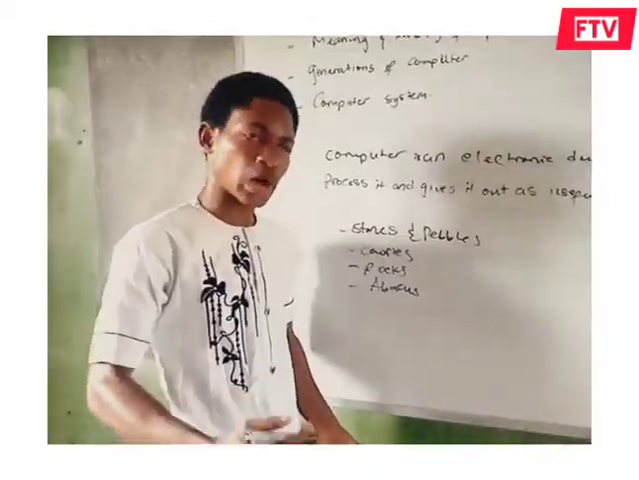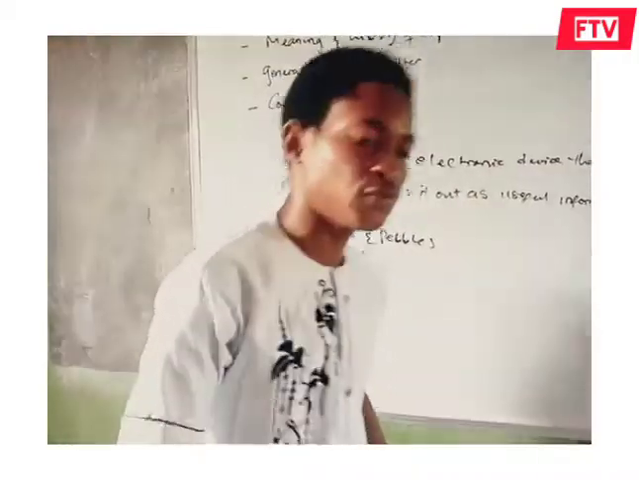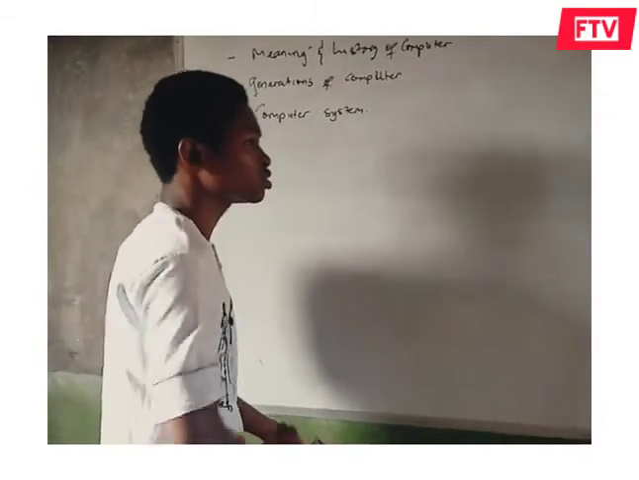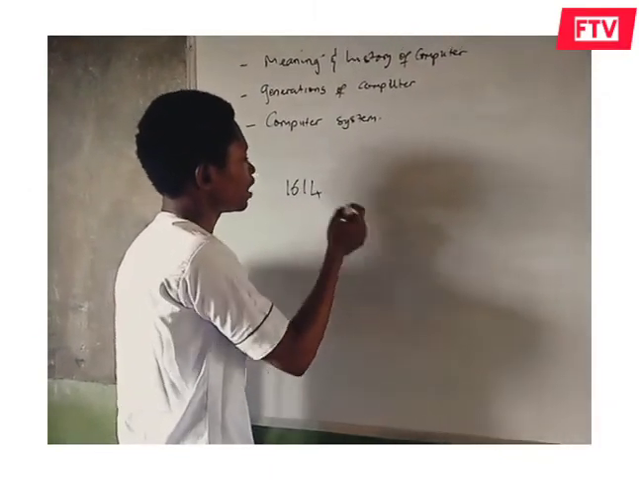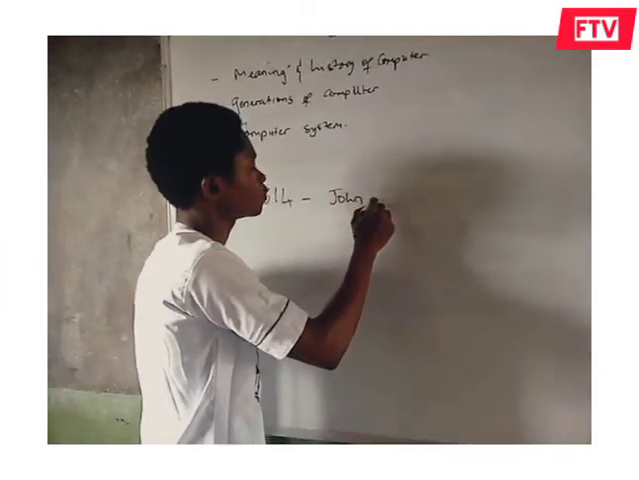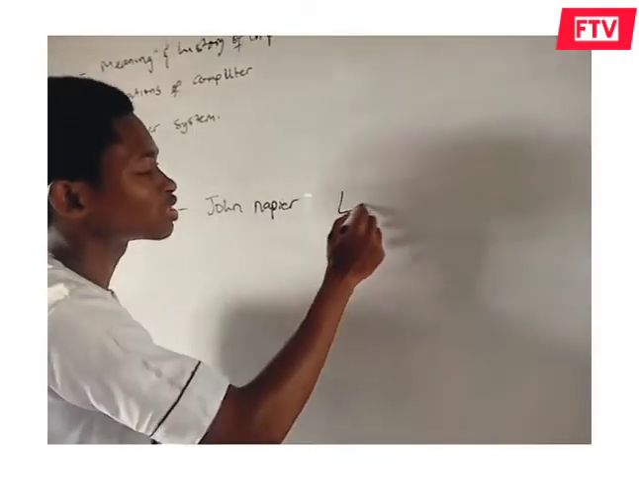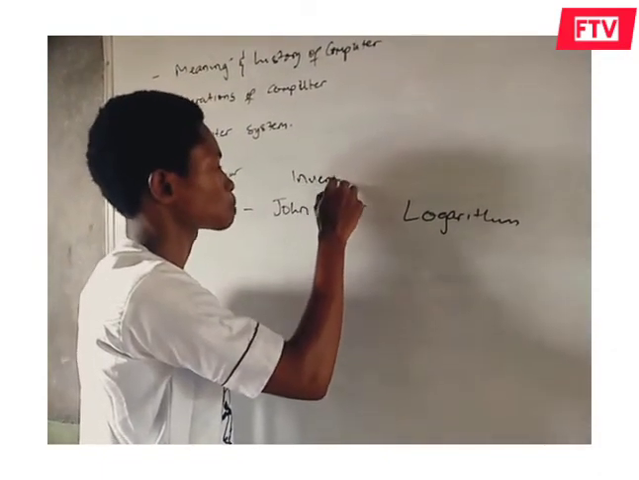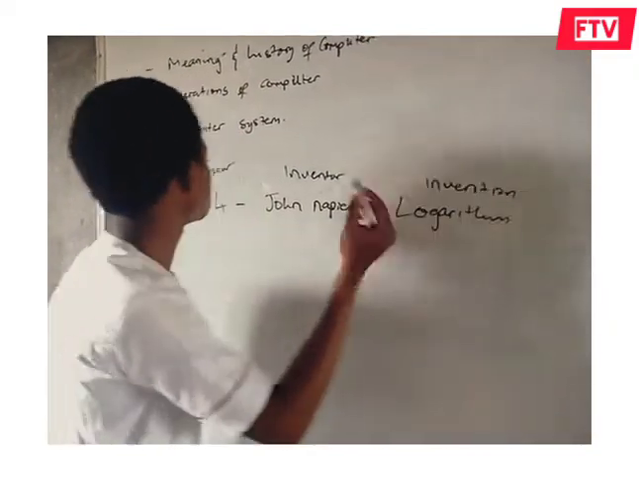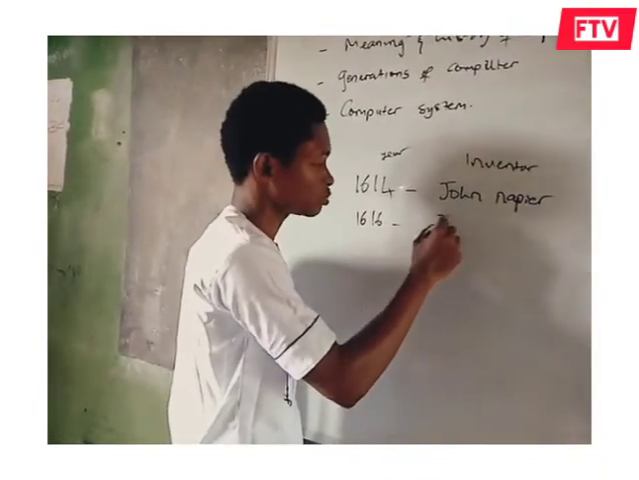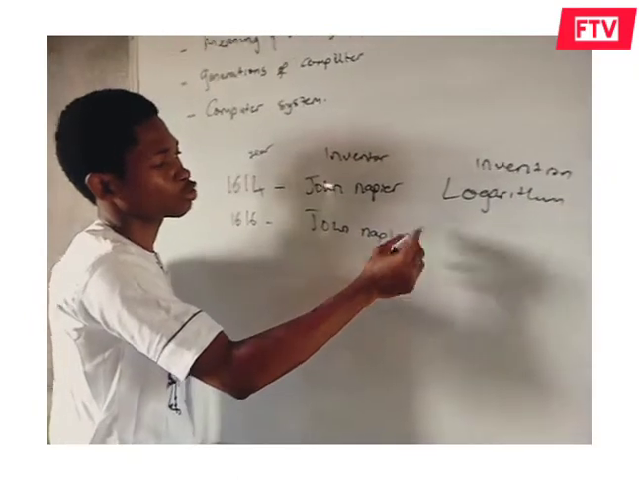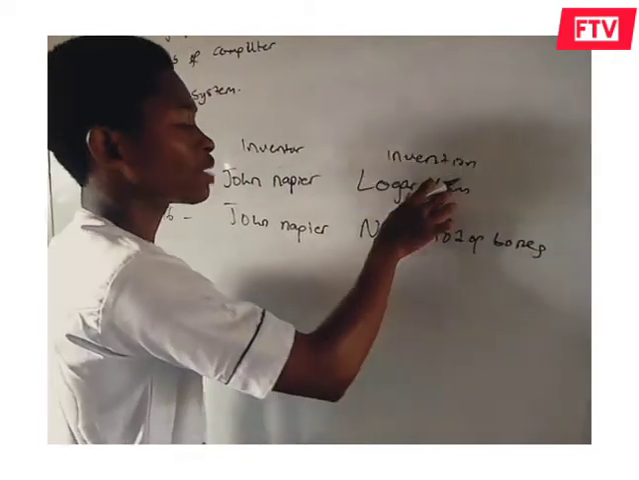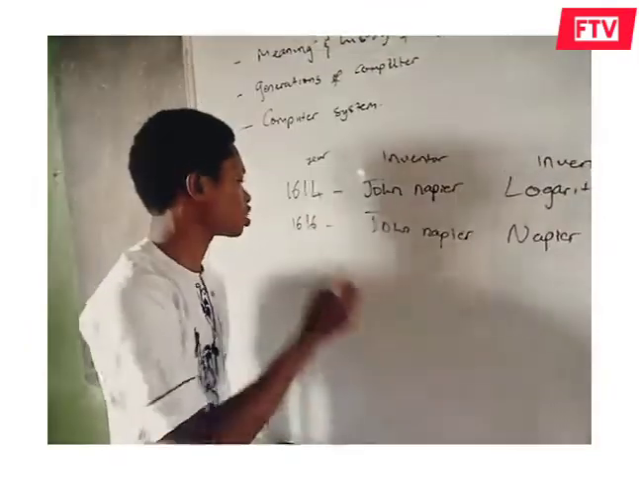We have some inventors and the inventions which they created. I'd like to mention a few of them. In the year 1614, we have someone named John Napier. He created logarithm. This same John Napier created something called Napier's rod of bones, which is used for counting. Logarithm, which we all did in mathematics, can be used for calculations, multiplication, subtraction, and a lot of things.